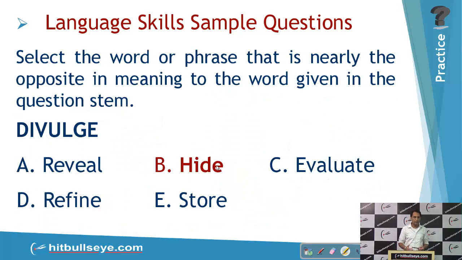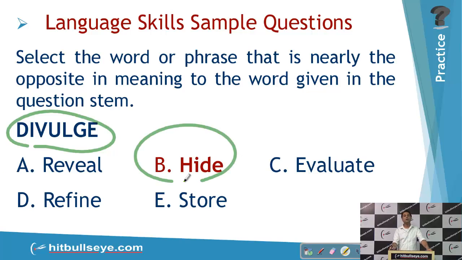Let's take up another question on language skills. Select the word or phrase that is nearly the opposite in meaning to the word given in the question stem. The word is divulge. And again we have 5 options there. Divulge, of course, means to reveal. So obviously option A is eliminated, and we have to look at an antonym for this particular word, and the closest therefore is option B, which is hide.